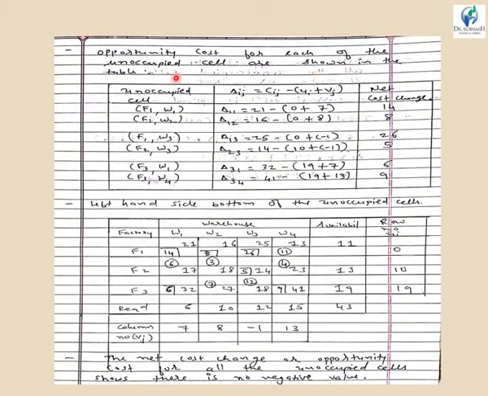So opportunity cost for each of the unoccupied cells is shown in the table. So this is the list of the cells which are unoccupied, and we will find the opportunity cost for each of the unoccupied cells. These are all the cells in which we have not done any allocation. This is the opportunity cost and this is the net change. So the first cell F1W1 is unoccupied, meaning we have not done any allocation. So F1W1, delta ij, this is the general form.